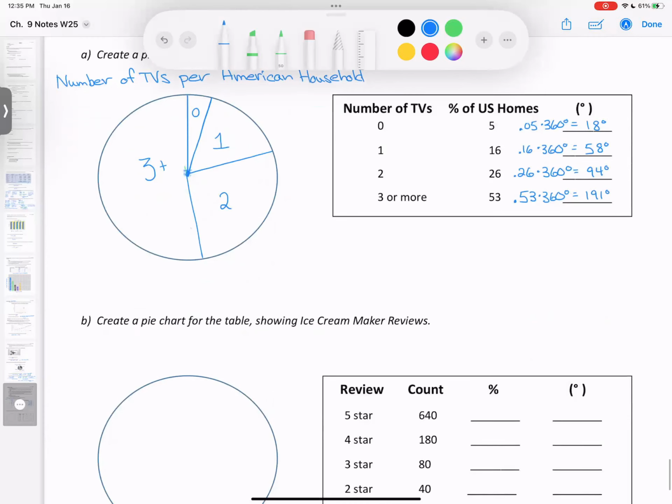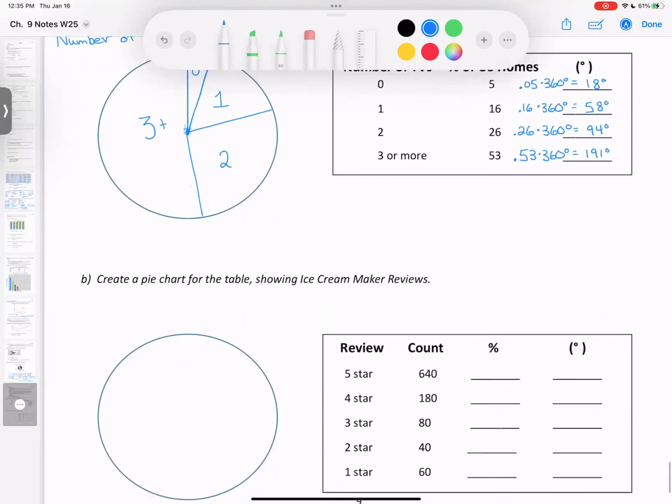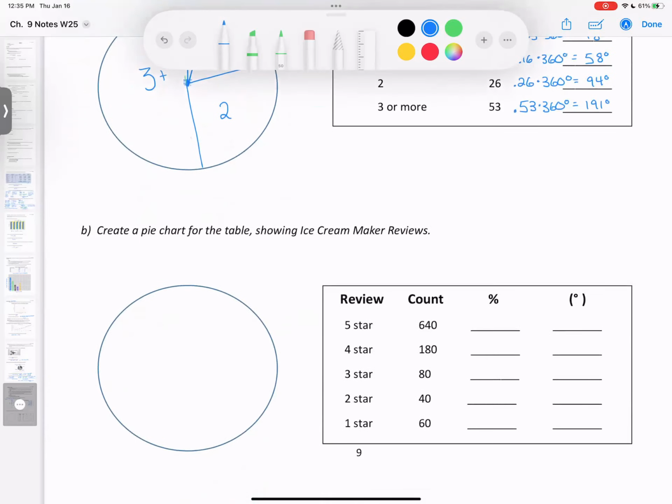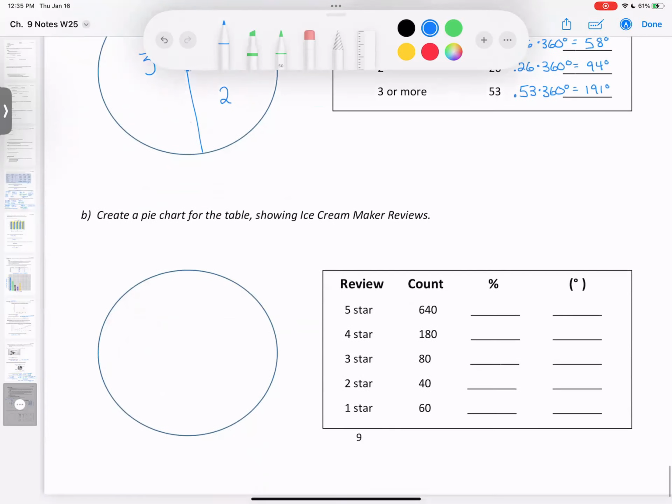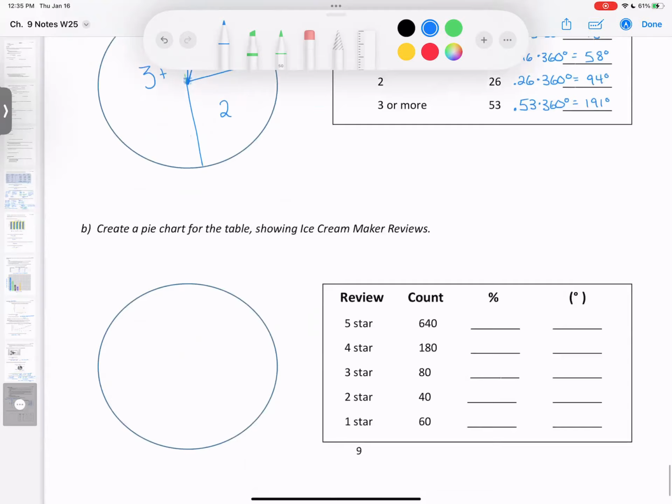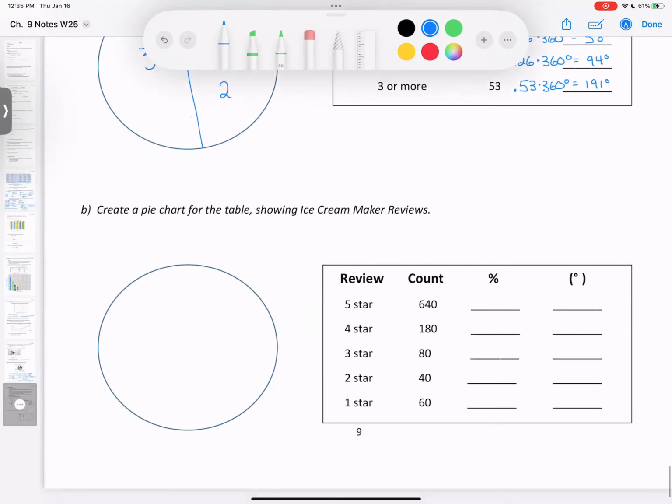This next one is another pie chart where this time we're looking at the number of reviews of different stars. So how many people gave 1, 2, 3, 4, and 5-star reviews? Okay, so this time a percentage hasn't been given to us. So first we need to calculate that. So to calculate a percentage, we need to know the total. So I'm going to add up the total number of reviews.